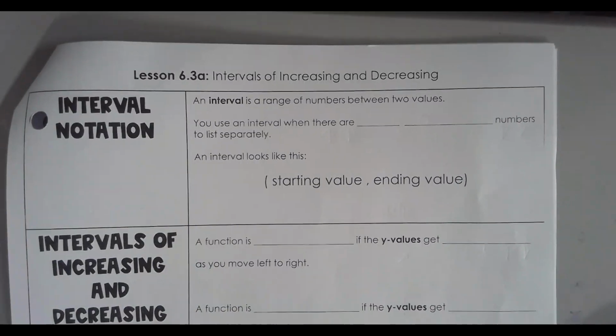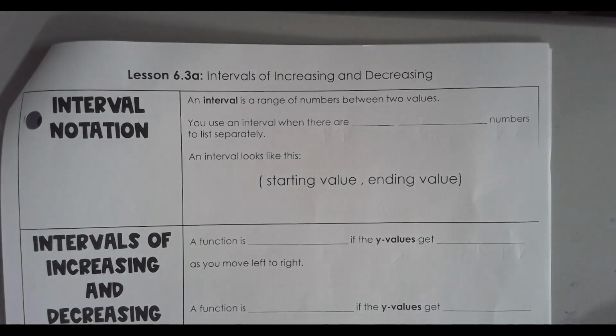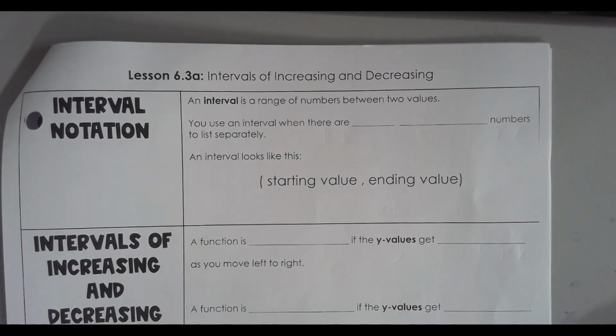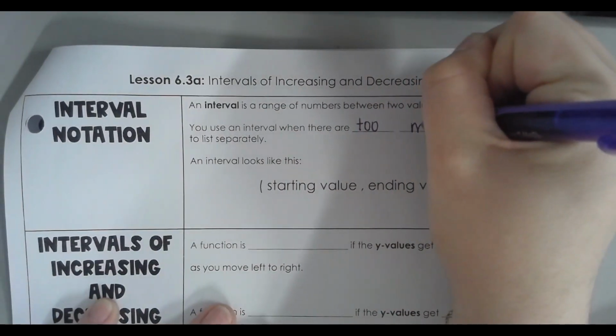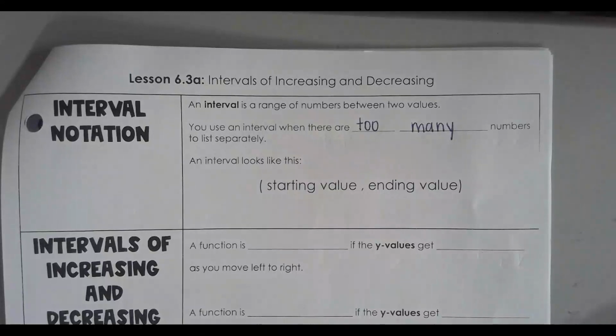We are talking about increasing and decreasing, and on the Desmos you saw those intervals on the side. Those intervals, if you really paid attention, showed your highlighted portion: it showed this x value, comma, and then this x value over here. So that's what an interval is. An interval gives you where you're starting to where you're stopping. You use an interval when there are too many numbers to list separately.